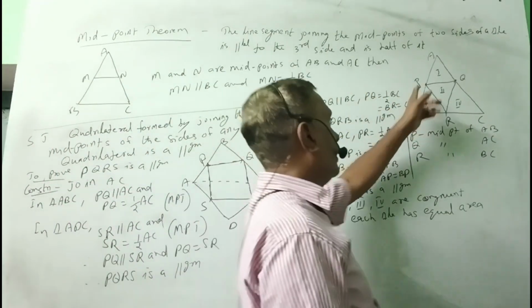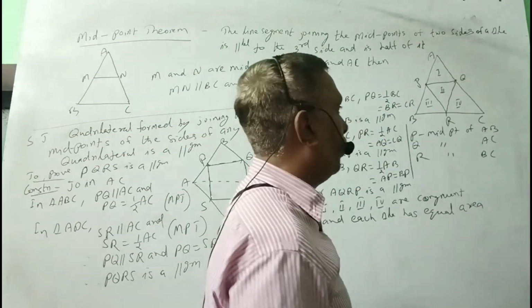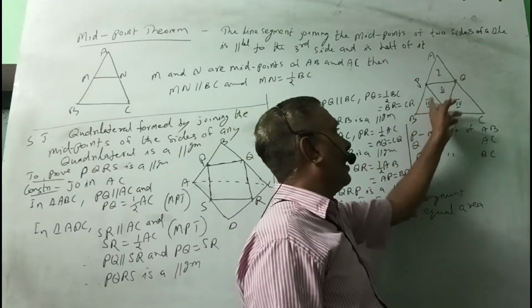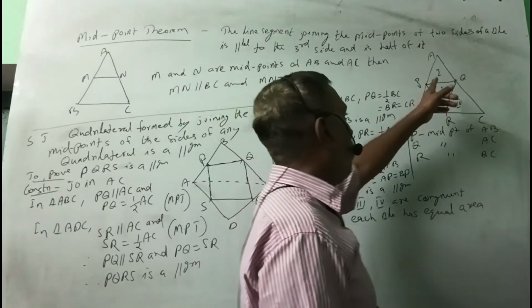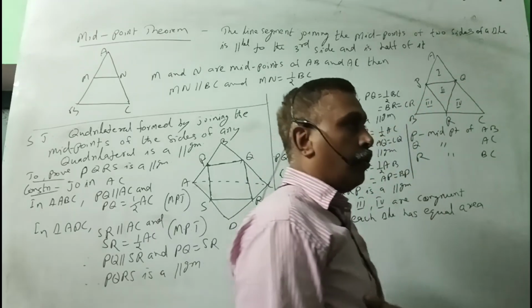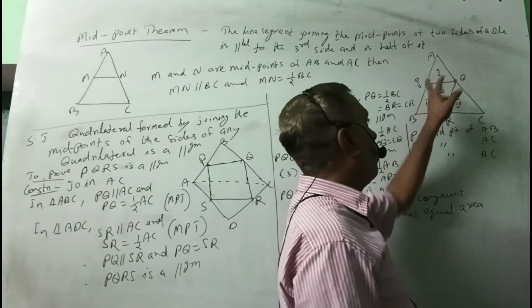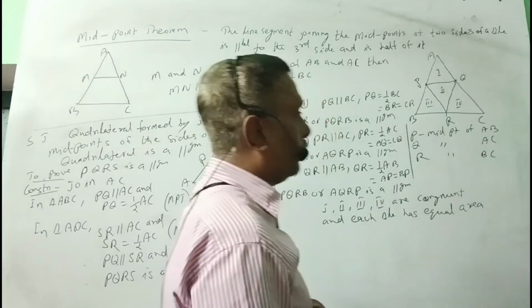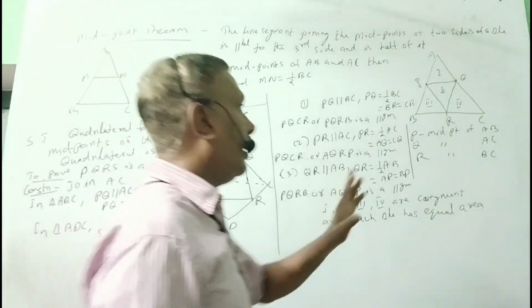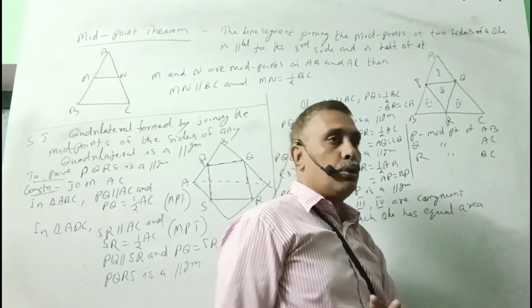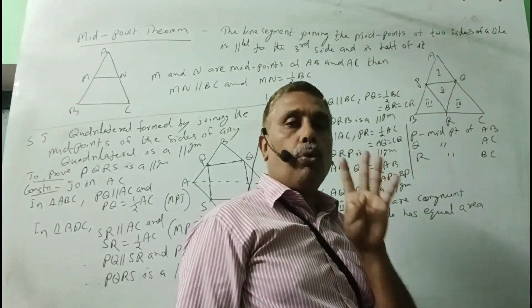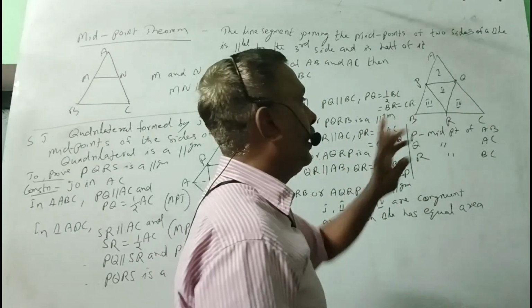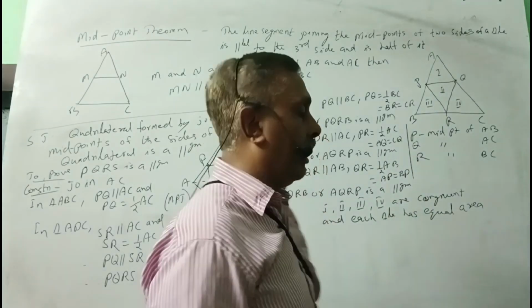Now here a triangle is given. All the midpoints of the sides are joined, so we will get four triangles. The importance of these triangles is that all four are congruent and all of them have the same area also. If you join the midpoints of all the sides of a triangle, four congruent triangles will form and each of them has the same area.